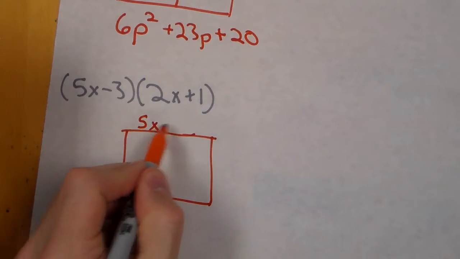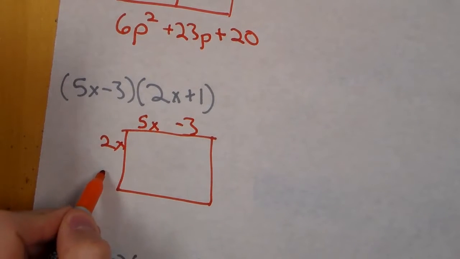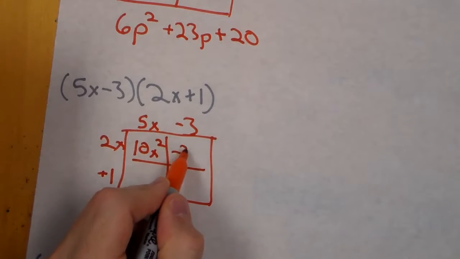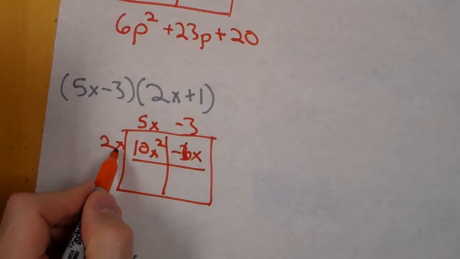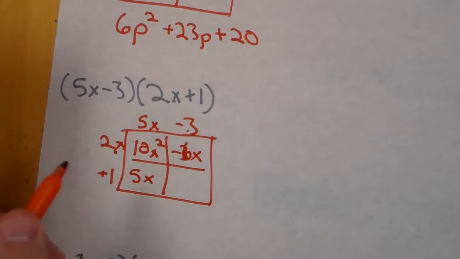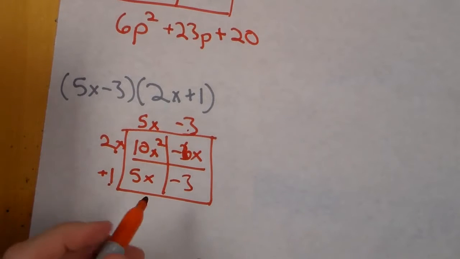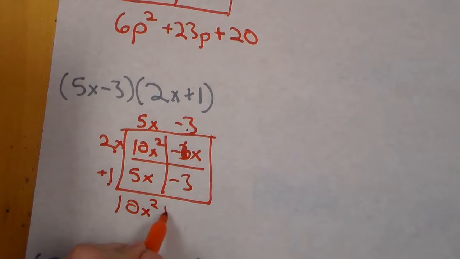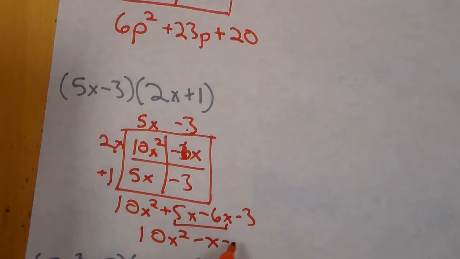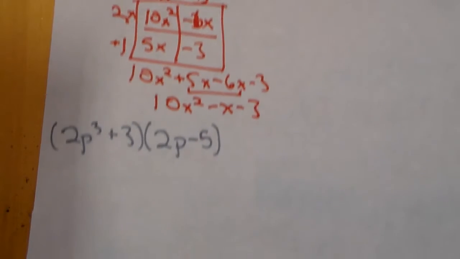Now we have 5x minus 3 and 2x plus 1. That's 10x squared minus 6x, because that is 2x and a negative 3. 5x and 1 gives us 5x, and then 1 and negative 3 is negative 3. So all of our terms, again, give us this. We still have like terms, so it's 10x squared minus x minus 3.